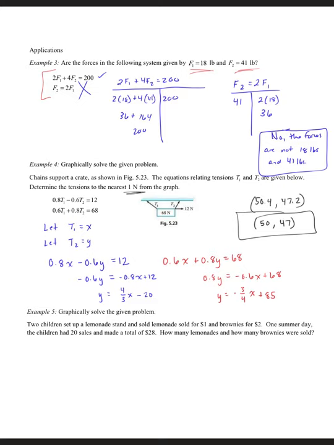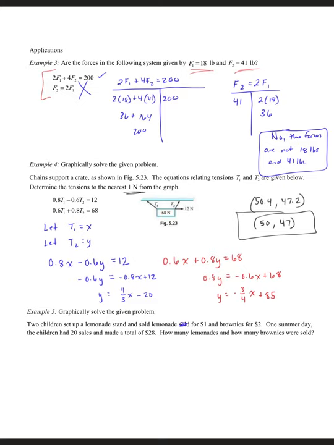Okay, in the last one, we have two children who set up a lemonade stand and sold lemonade for $1 and brownies for $2. One summer day, the children had 20 sales and made a total of $28. How many lemonades and how many brownies were sold?